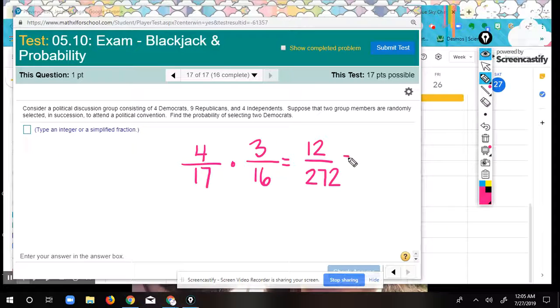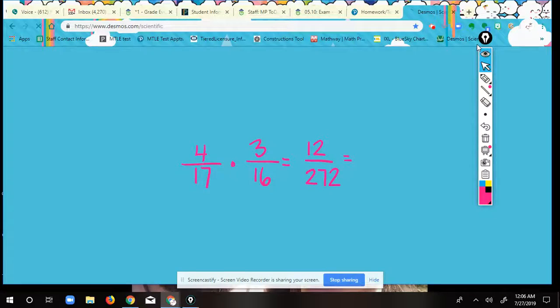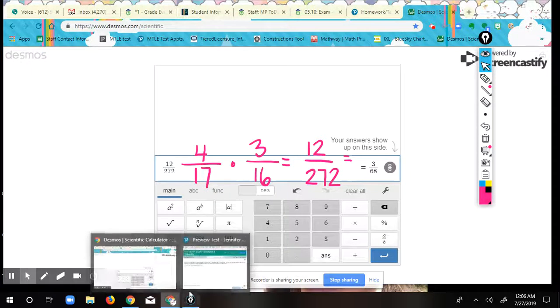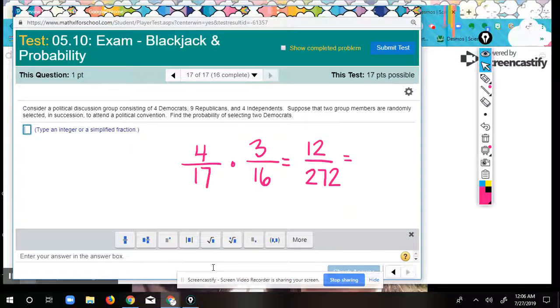That definitely reduces. And remember, you can go to desmos.com and type in 12, this little fraction bar, 272, and then hit this little circle thing. 3 out of 68.